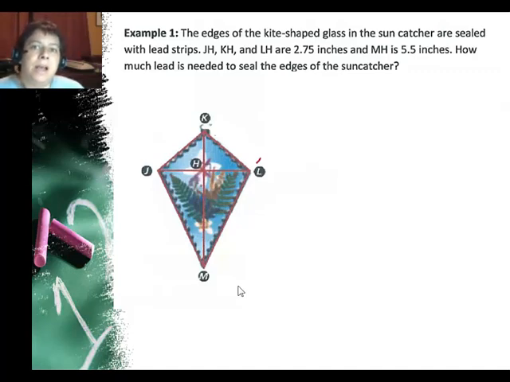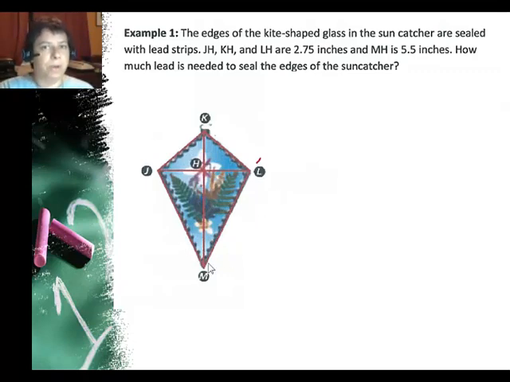The edges of the kite-shaped glass and the sun catcher are sealed with lead strips. Segments JH, KH, and LH are 2.75 inches. So here's JH, the short segment, KH, and LH. So all of those are 2.75 inches. And then this longer piece in the middle is 5.5 inches. And they want to know how much lead is needed to seal the edges of the sun catcher.